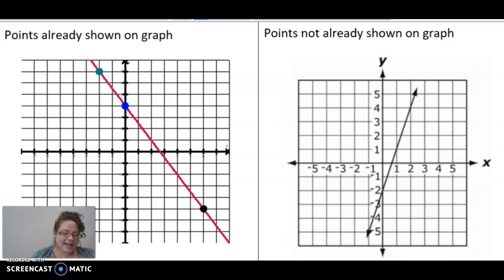Hi everyone, I am here to go over how to find the slope from a graph, whether you have points shown on the graph or you don't have points shown on the graph.